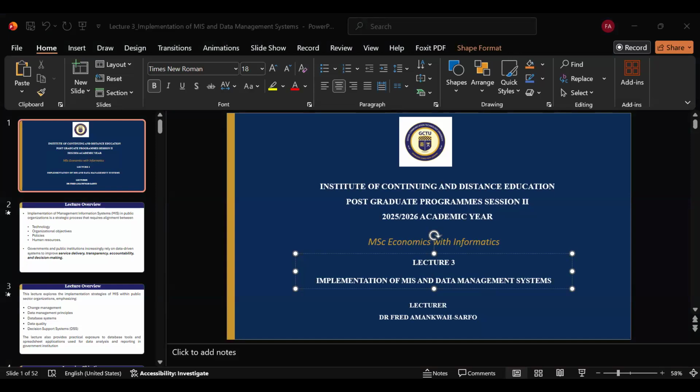Yeah, so on our course outline, what is there? What are we supposed to do today, this week? Implementation of MIS and data management system. That is lecture 3. Implementation of MIS and data management system.